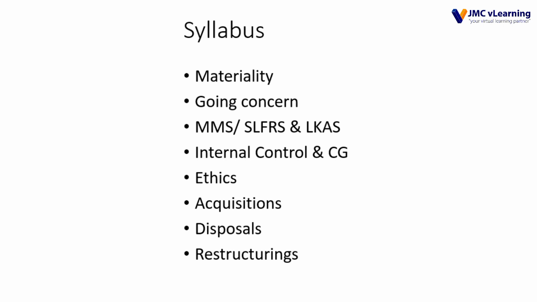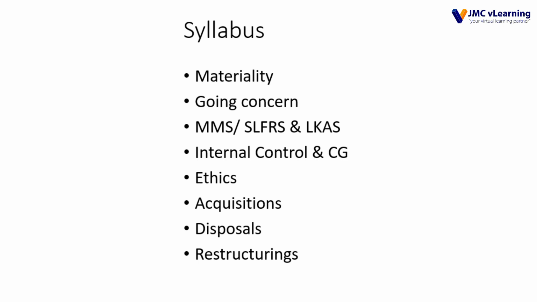If you take your syllabus, you have 2 books. One is the financial reporting part, and the second one is the corporate governance and ethics, internal controls part, right? Now, I have identified all those areas here. You have a topic called materiality, which is in the second book, going concern, and material misstatements connected with accounting standards, SLFRS and LKAS. Then internal control, not only internal control but corporate governance too, right?